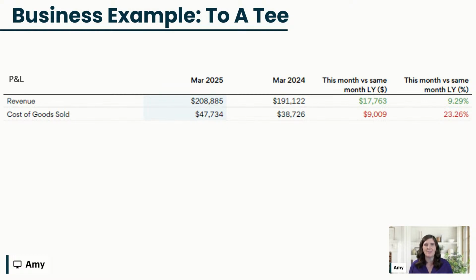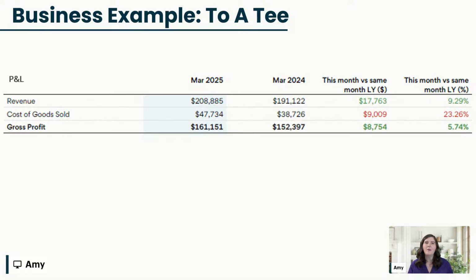So that's the kind of thing that you're thinking of when you're trying to understand, okay, what causes these differences? Okay, next we have gross profit. Easy peasy. It is just the difference between the revenue and the cost of goods sold. So in this case, it's $161,000 of profit versus $152,000 last year. So at the end of the day, we sold $209,000 of shirts. It cost us $48,000 to make those shirts. And so we made $161,000 in our pocket on those shirts.